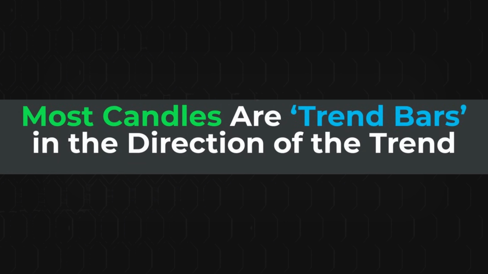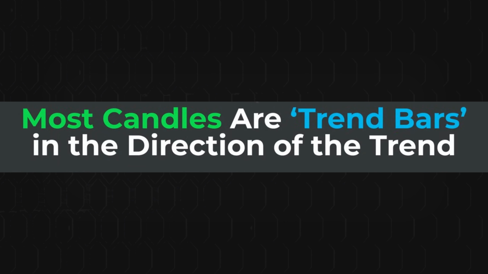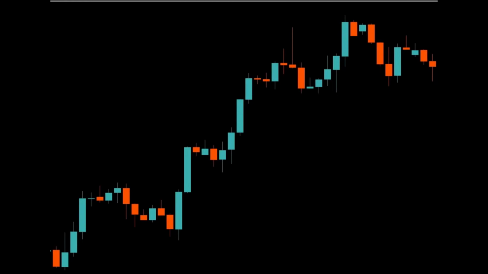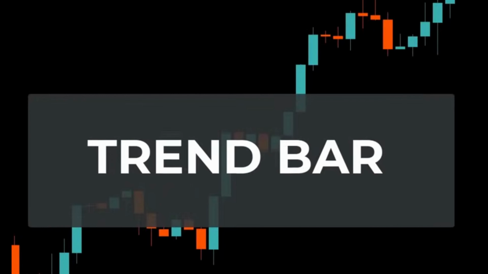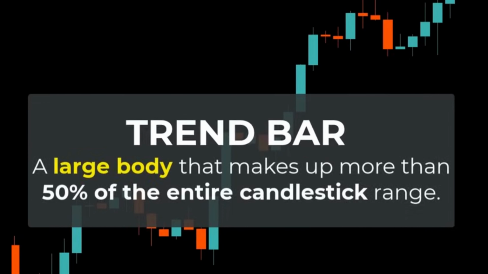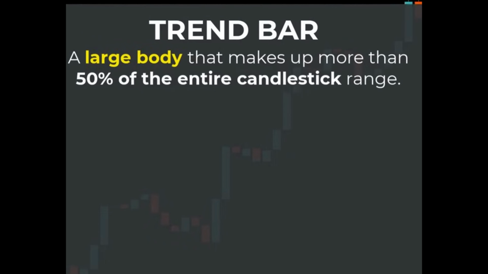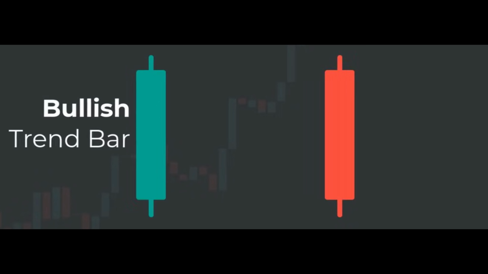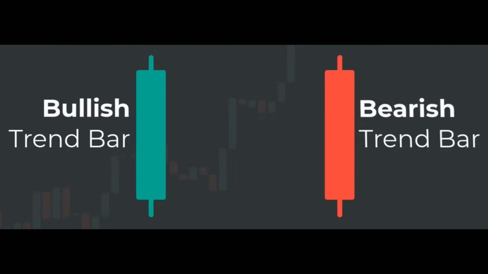3. Most candles are trend bars in the direction of the trend. One of the simplest yet most powerful ways to confirm a strong trend is by identifying trend bars, candlesticks with a large body that makes up more than 50% of the entire candlestick range. If a trend bar closes above its opening price, it's a bullish trend bar. If a trend bar closes below its opening price, it's a bearish trend bar.